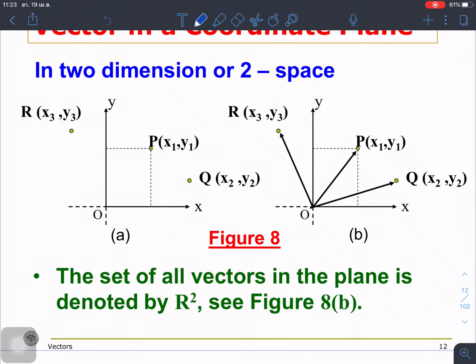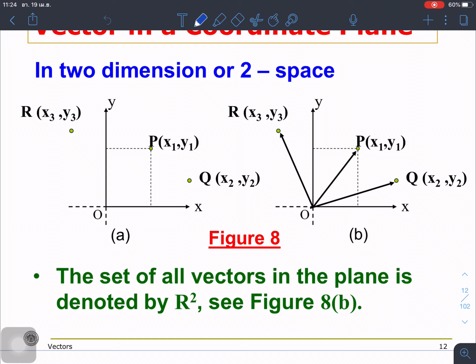For any point in the xy plane, for example, here we have the points O, R, P, and Q. For any point, we can construct a vector from the origin, which is the point O, to the point R, the point P, and the point Q, respectively. And we're going to call them vectors OR, OP, and OQ, like in this figure 8.